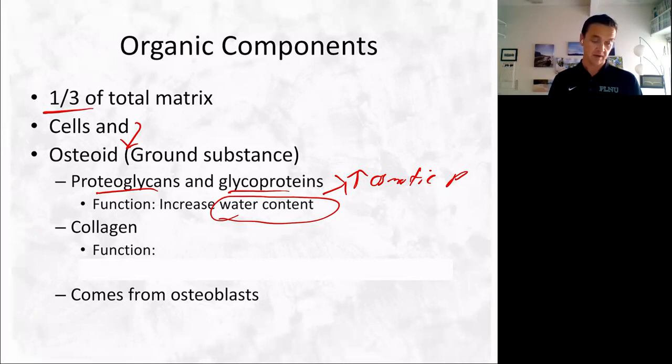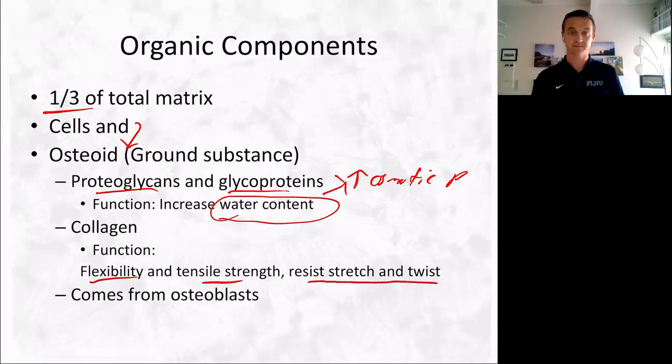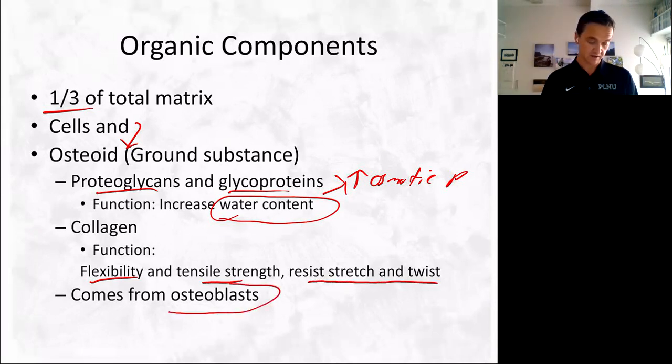And then also collagen. Again, this gives it flexibility, gives bone some tensile strength, and helps it resist stretch and twist. And all of this ground substance is coming from cells called osteoblasts, bone cells that are releasing proteins, releasing these proteoglycans and glycoproteins. So that's the organic part of bone, only about 1/3 of it.